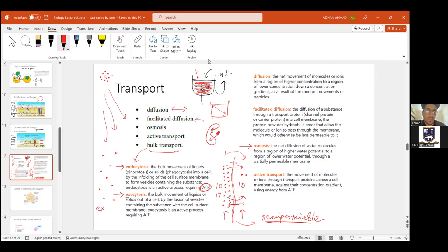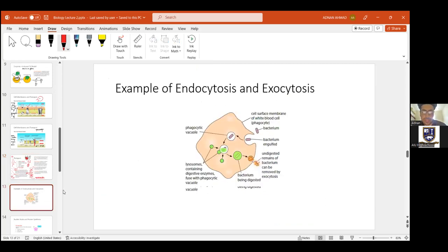Exo means out, and endo means in or inside. So I have attached this picture which will elaborate endocytosis and exocytosis, and it will be 100% clear to you guys.